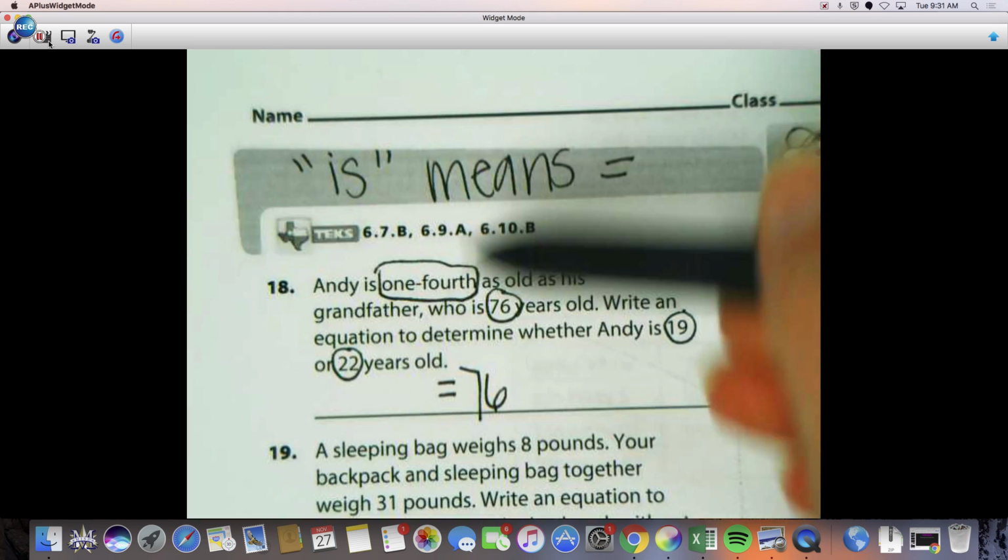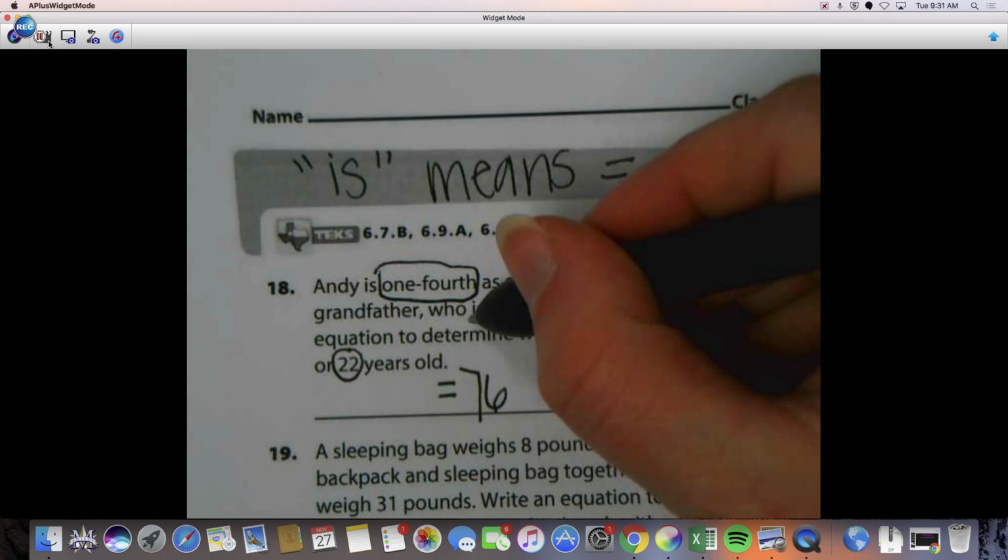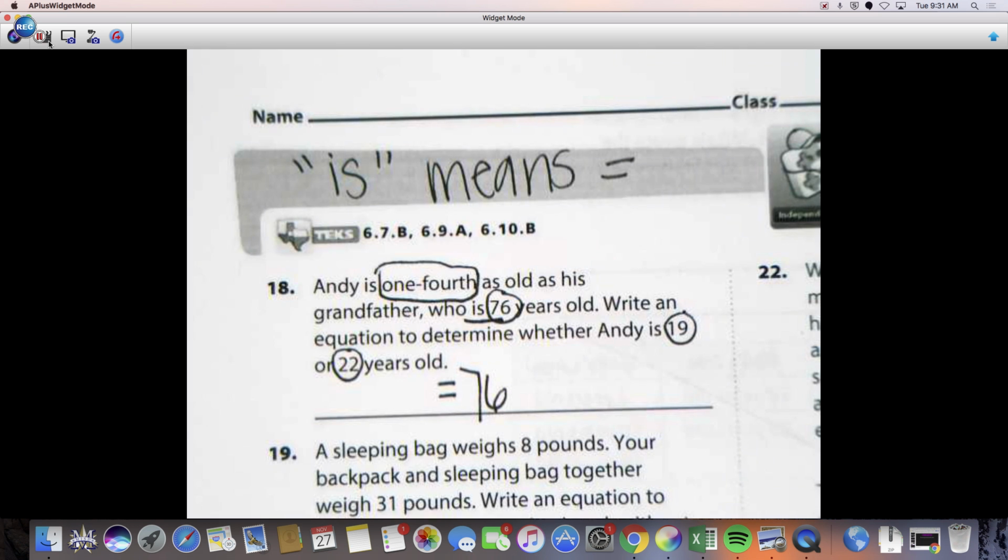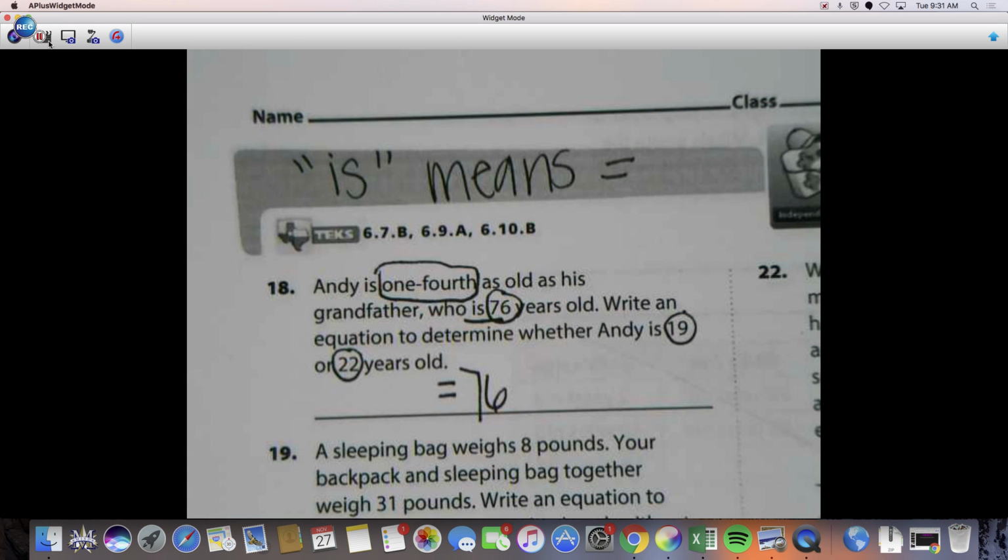Because we know the word is means equal, so when it said is 76, we know our equation is going to equal 76. Okay? We can make up a variable for Andy to be. I just usually do the first letter of the name so I know what I'm doing. So I'm going to choose A.